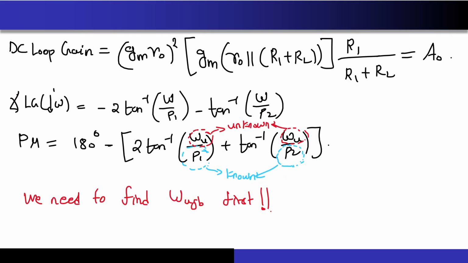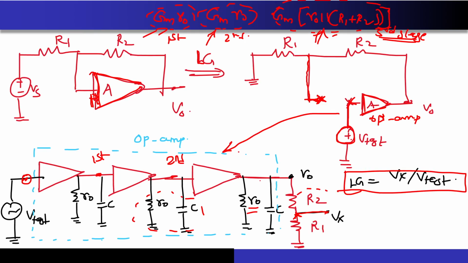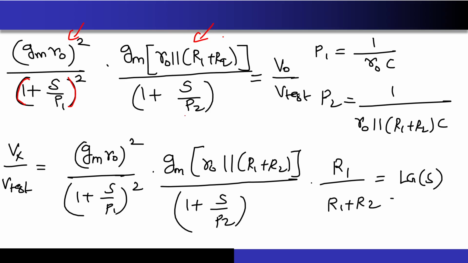But if you look at the third case, the expression for the pole over here is nothing but 1 upon R0 in parallel with R1 plus R2, multiplied by the C. This is the expression for this pole. I am denoting it as pole number 2. So all the quantities have been written in this particular case over here.